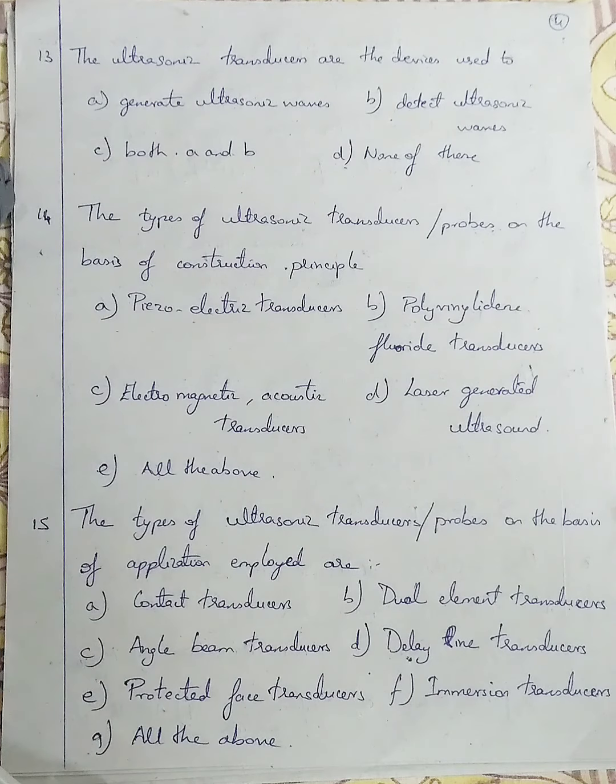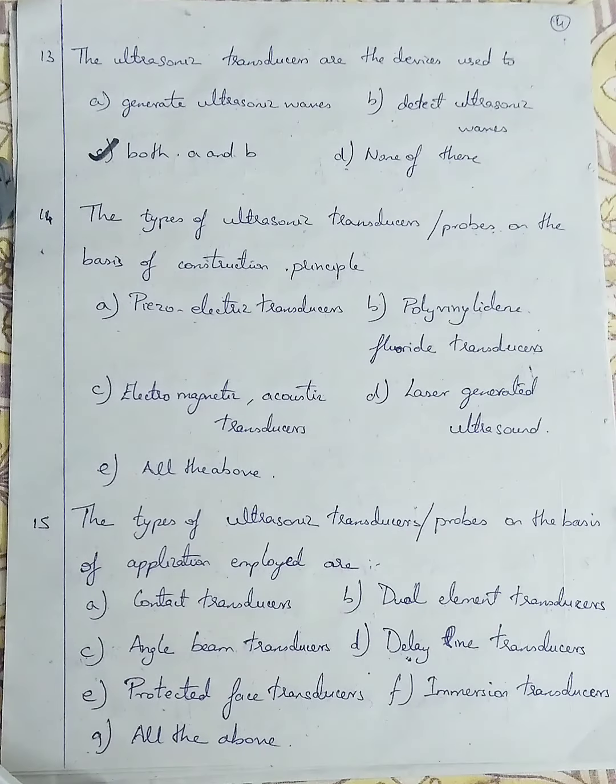Question number 13. The ultrasonic transducers are the devices used to. Option A is generate ultrasonic waves. Option B is detect ultrasonic waves. Option C is both A and B. And option D is none of this. Ultrasonic transducers are used to generate ultrasonic waves and also detect ultrasonic waves. So I am going with option C, both A and B.